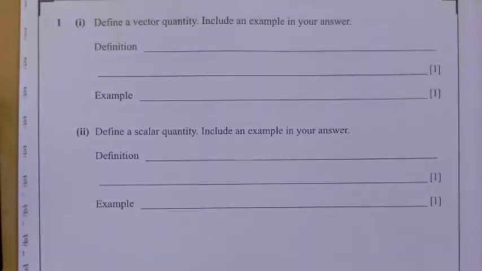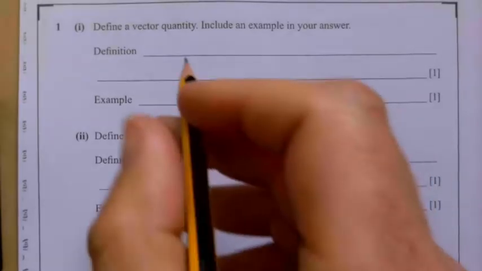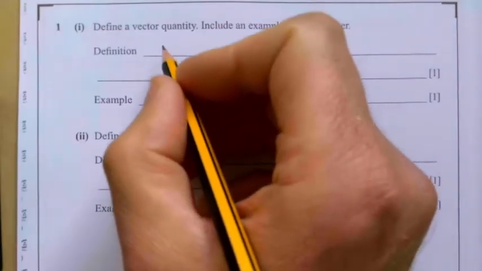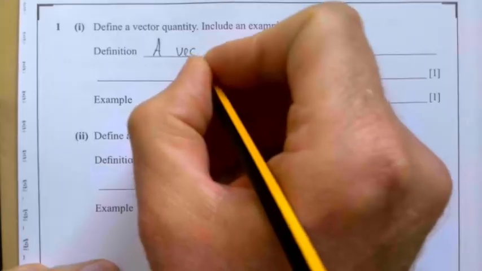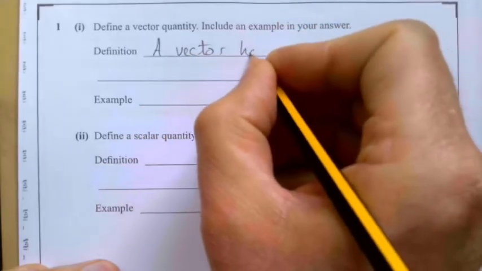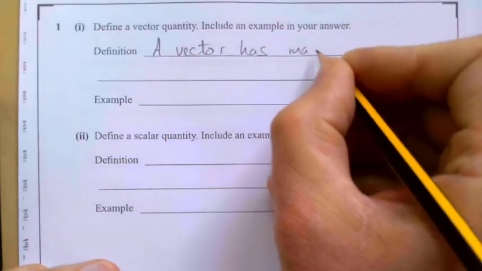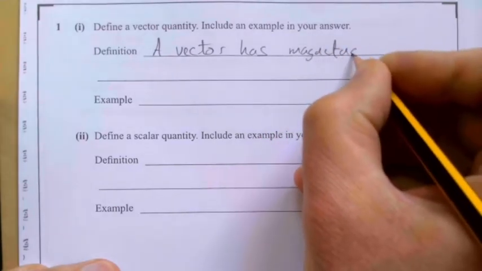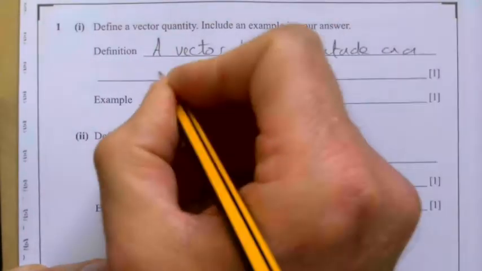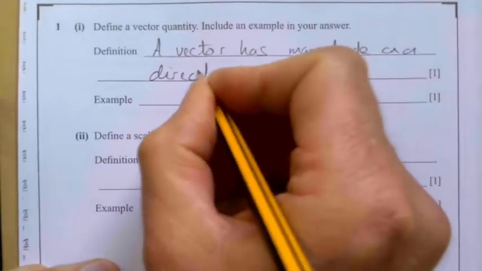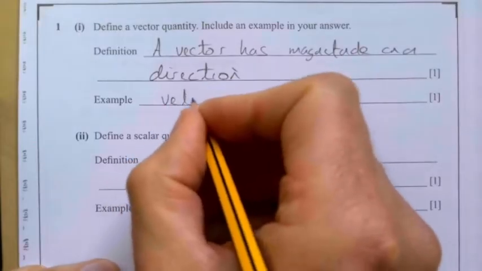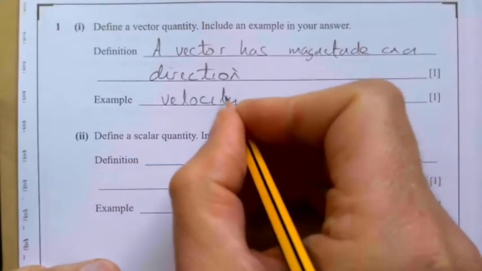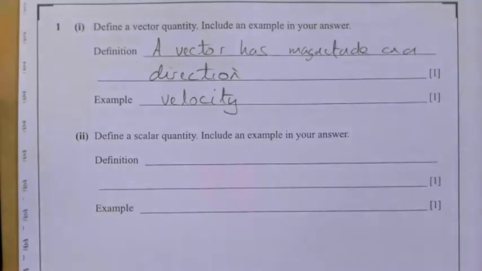First of all, define a vector quantity and include an example in your answer. So what they want to know is that you know that a vector has magnitude and direction. There are plenty of different examples you could use for that. Velocity would be fine. Displacement, force, acceleration, something like that.